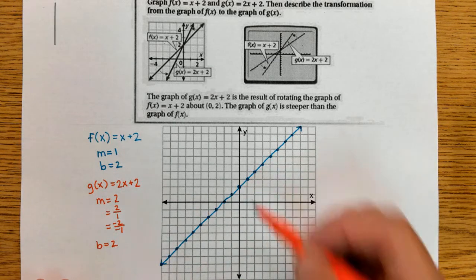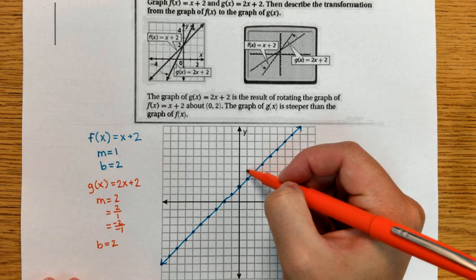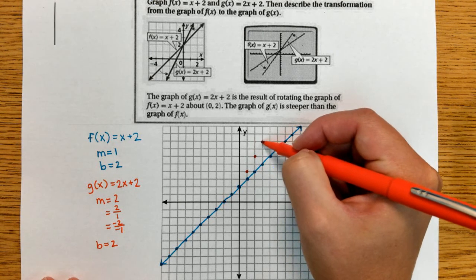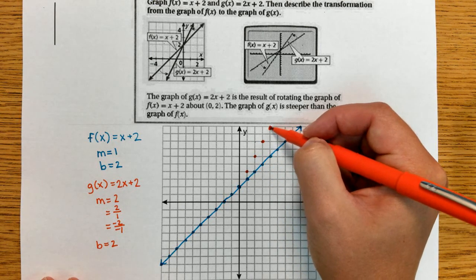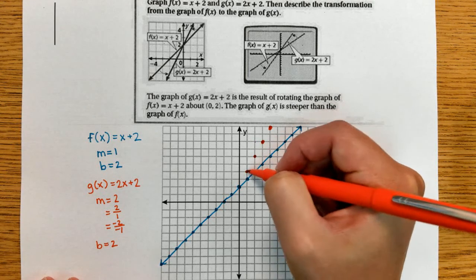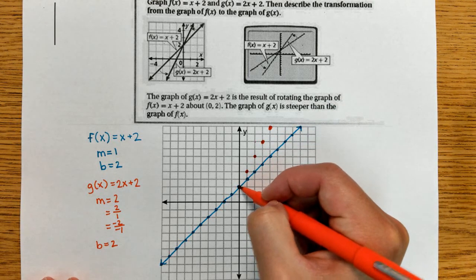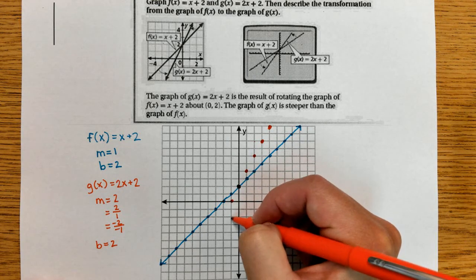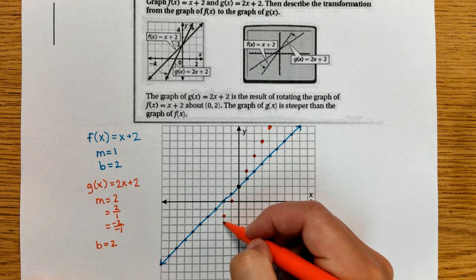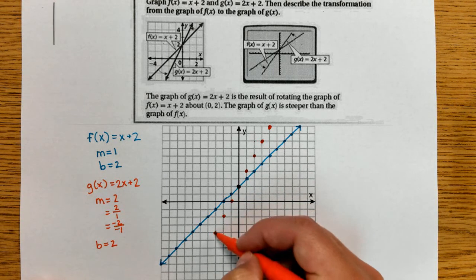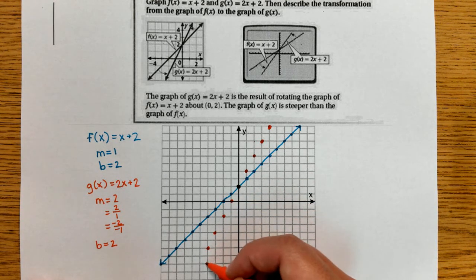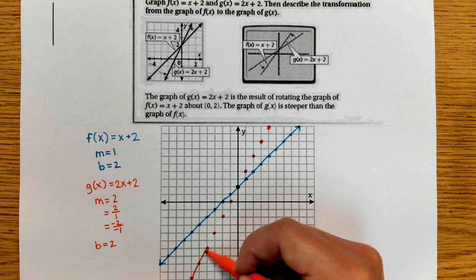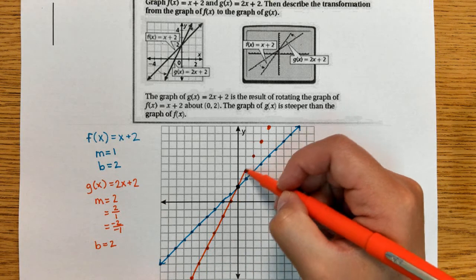Okay, so here's 2. So I'm going to go up 2, right 1, repeating that pattern. So that's the upper half of my graph, sharing the same point here. And then I'm going to go down 2, left 1, repeating that pattern. And then I'll connect my dots to form my graph.